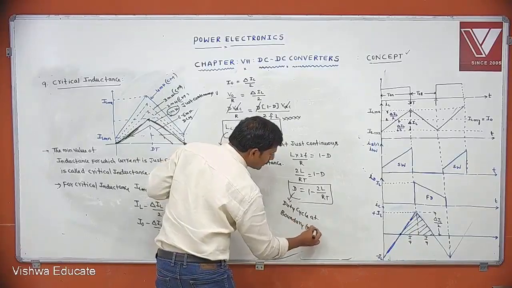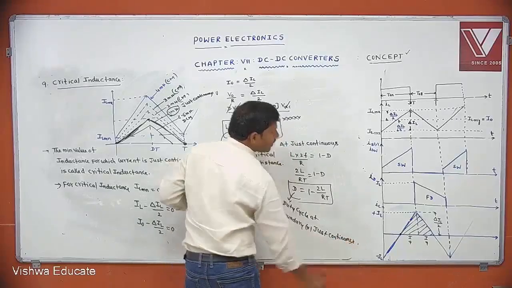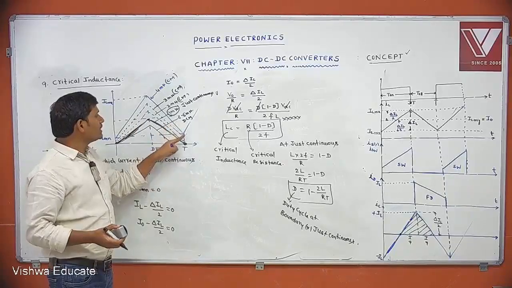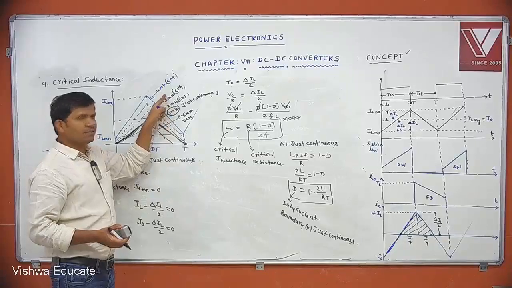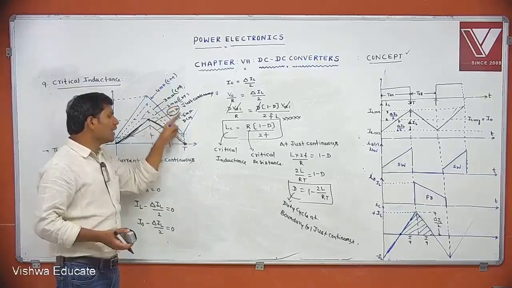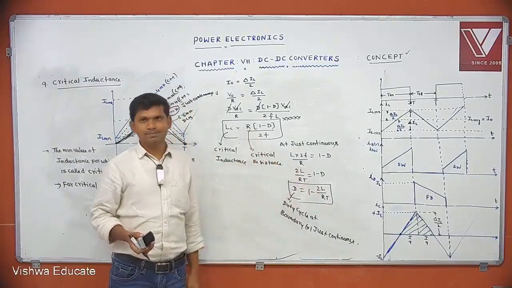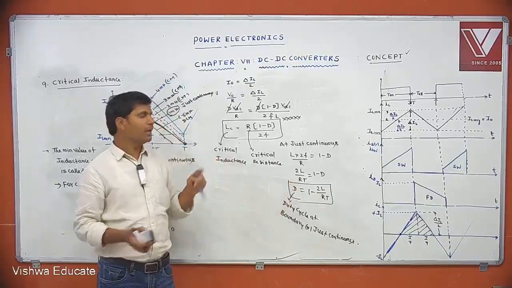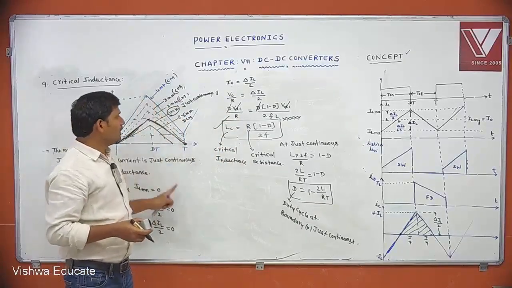Why am I saying boundary? This is the boundary between continuous and discontinuous. Above this is continuous. Below this is discontinuous. That's why it is the boundary. At the boundary condition, what is the duty cycle? 1 minus 2L by RT. This L is nothing but LC. At the boundary condition, the duty cycle equals 1 minus 2L by RT. Mainly remember this formula, critical inductance. This is the 9th parameter. Quick note.